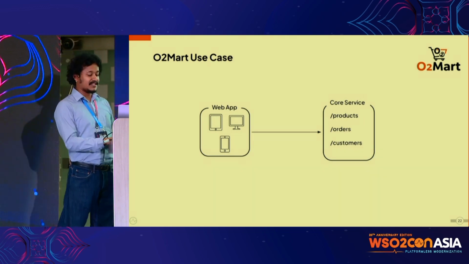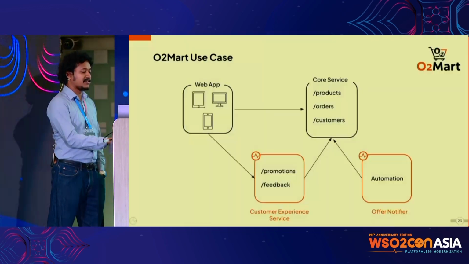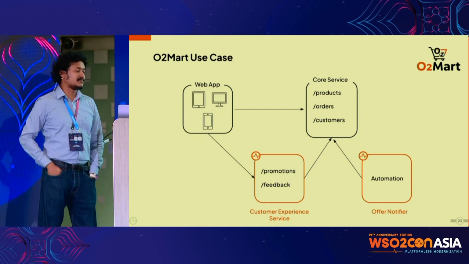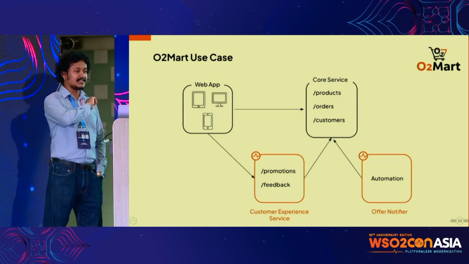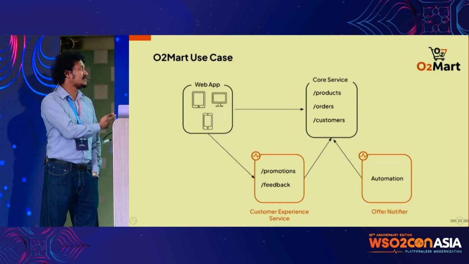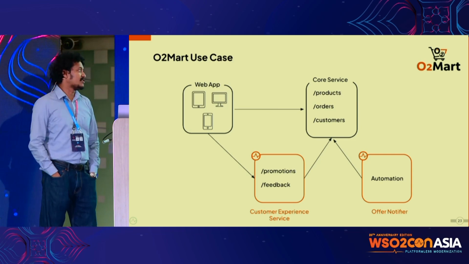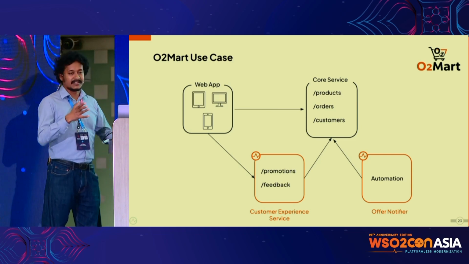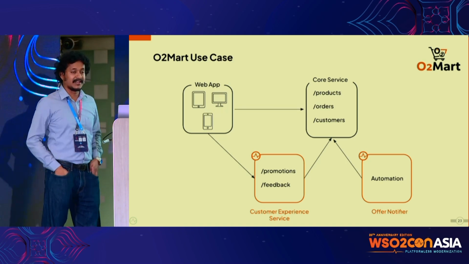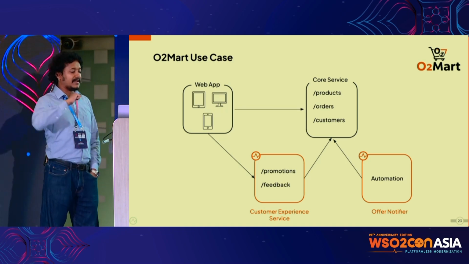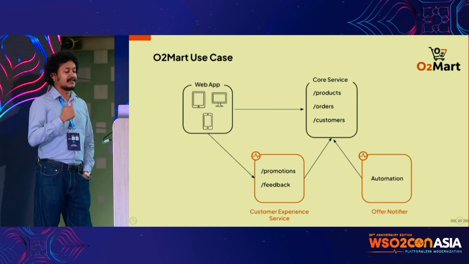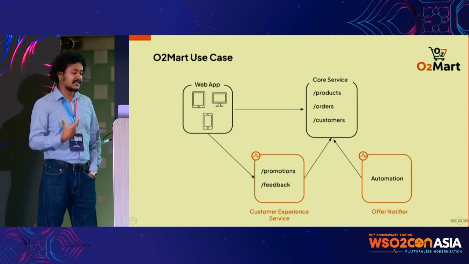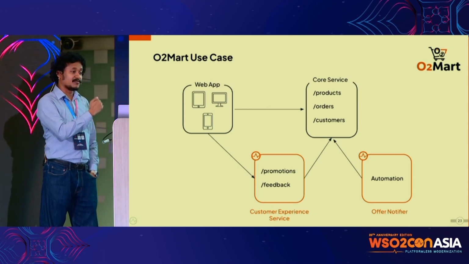Then in this use case, we are going to introduce a new service, which we call the customer experience service. We will use this existing service and introduce two new endpoints called promotions and feedback. So the normal system has been working for several years, and we want to enhance this by giving the capabilities to list down the promotions based on your customer details, and for customers to provide feedback.